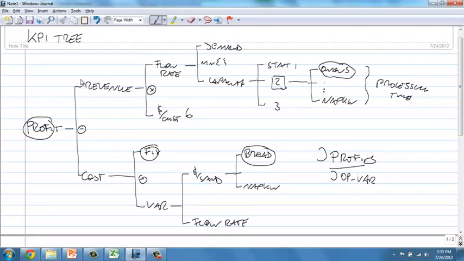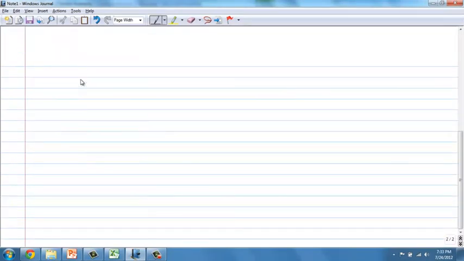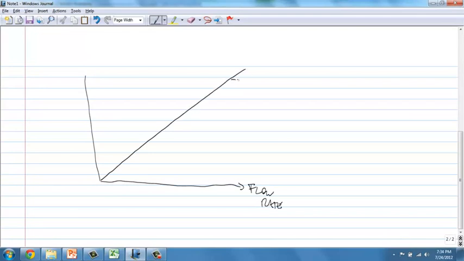Why was the impact of a productivity change so big on profits? Think about our business from a financial perspective. Let's plot revenue and cost as a function of flow rate. Our revenues are quite simple. They go up at a slope of $6 for every customer that we serve.